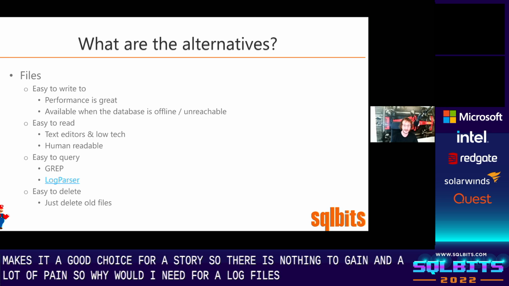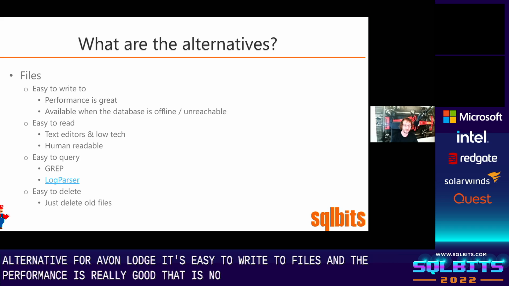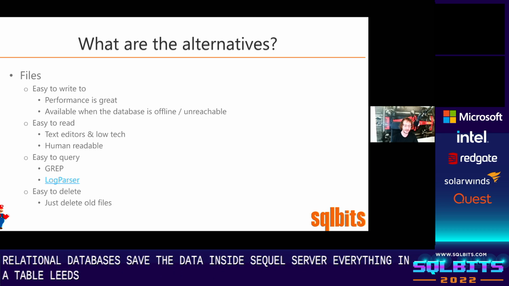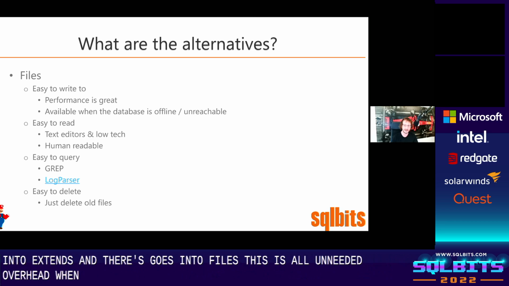Files. Files are a great alternative for saving logs. It's easy to write to files. The performance is really good. There is no overhead coming from the way relational databases save the data. Inside SQL Server, everything in a table needs to be stored into 8K pages, then we need to save this into extents, and this goes into files. This is all unneeded overhead when we are dealing with logs.